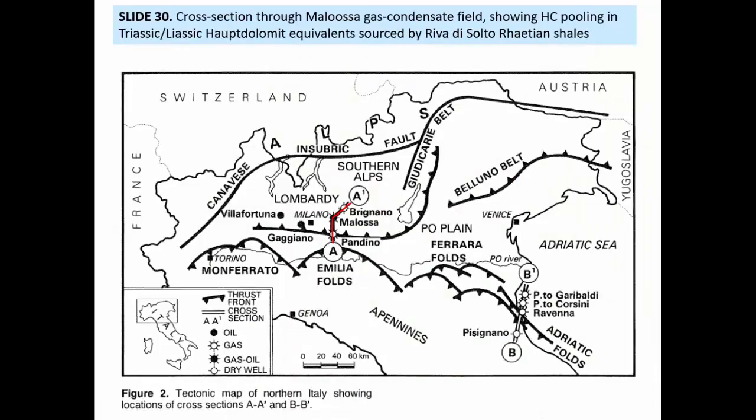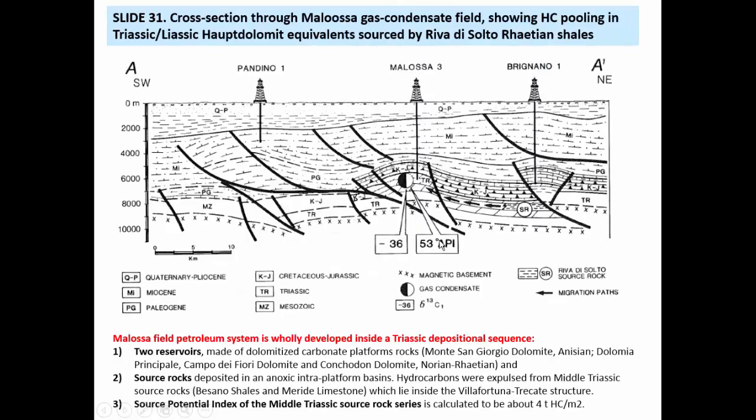Now we're going to take a look at a tectonic map of Italy. We're going to look mainly at cross-section AA prime. We didn't have time to show BB prime. It sits right in here. We're going to look across the Malossa field, which is actually a pretty good field. And you'll basically see this field here on a hanging wall anticline. And that's what it looks like. But notice it's got 53 API oil, a lot of gas associated with this field. Gas condensate, that's what they're calling it actually.